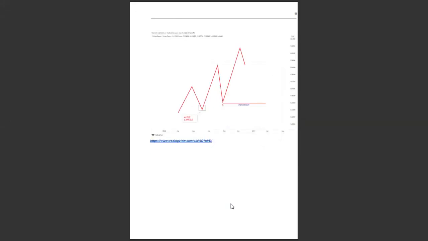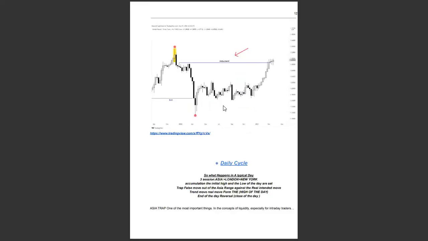Get me? So you see this chart more like an example. It's an algo candle, right? It's an inducement, the liquidity, obviously. Get what I mean? Liquidity inducement, right? Algo candle as well. Liquidity inducement.